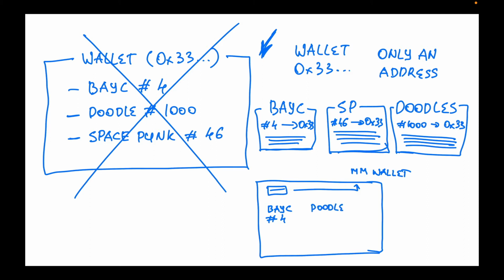Because we don't know in advance whether we want to check against the Bored Ape collection or the Doodles collection or the Space Punks. We don't have a list of every NFT collection ever created, so we can't just go and check each of them one by one in case there's any record of ownership associated with this wallet. It's not an efficient way to solve this problem.